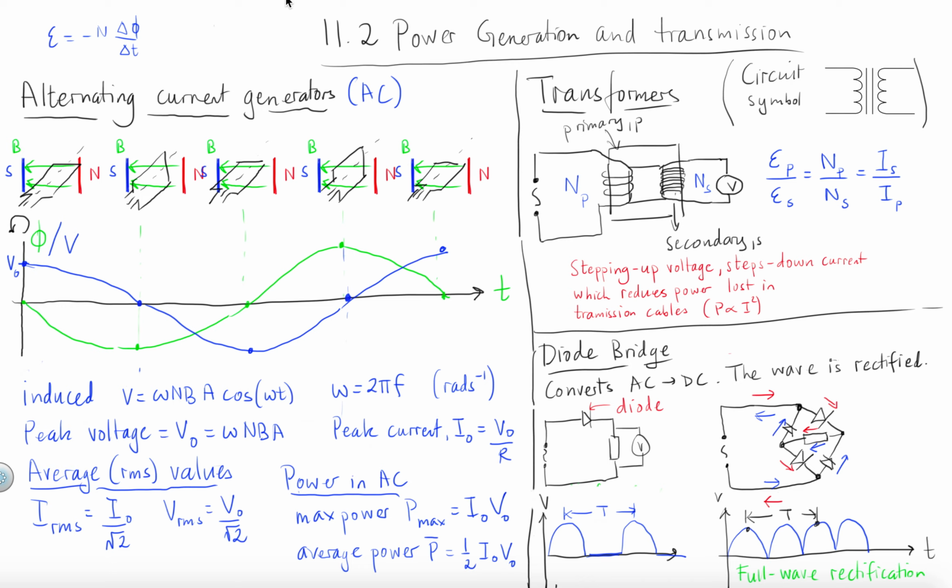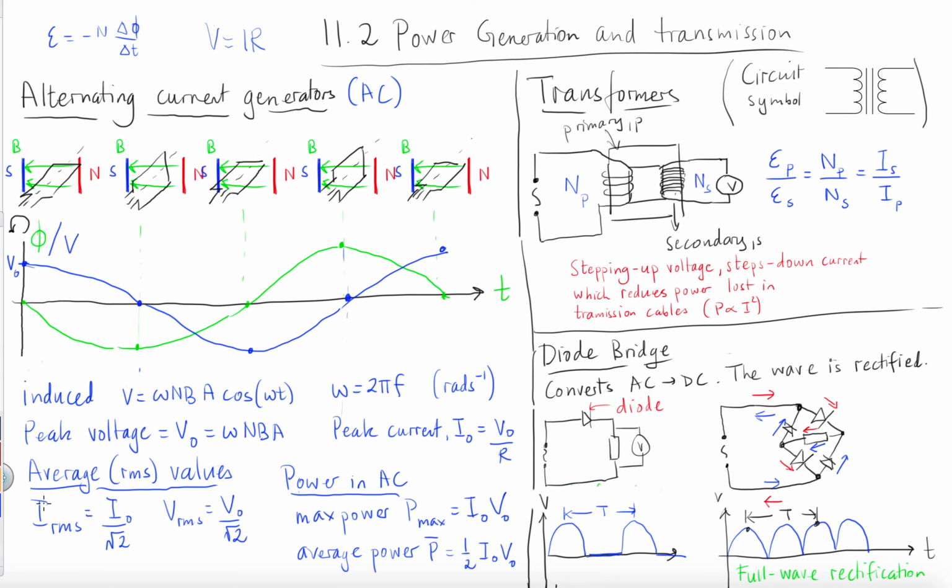Now you're not given that formula in the data booklet, so it could be good to know that the peak voltage V0 is given by omega NBA, where omega again is the angular frequency. Now because V equals IR, the peak current I0, remember subscript zeros stand for peak values in this context, is the peak voltage divided by the resistance.